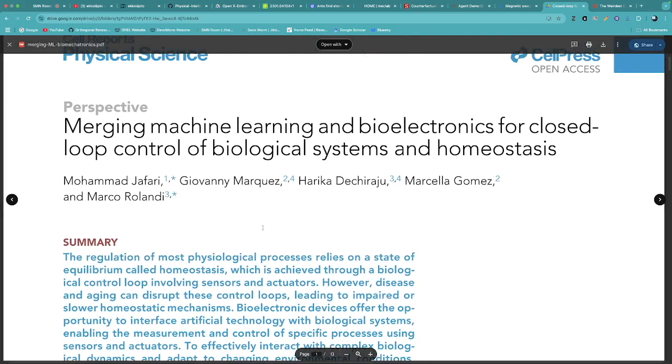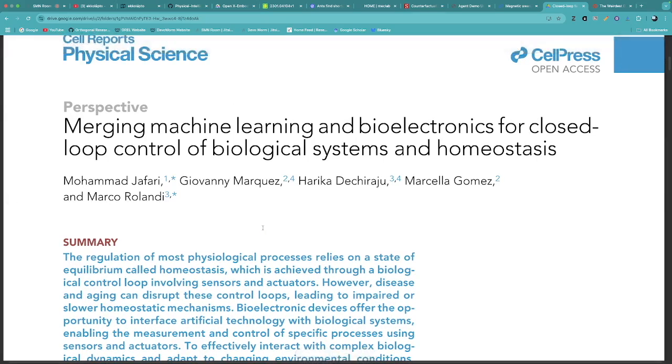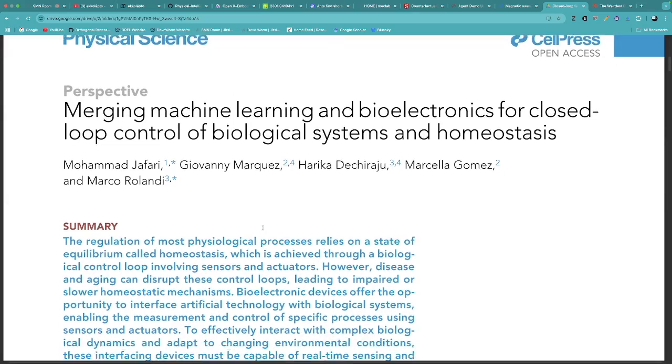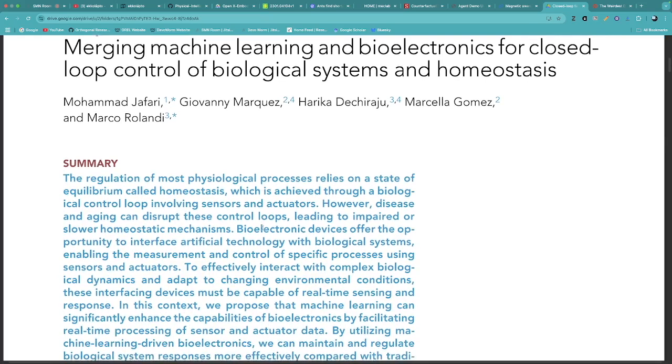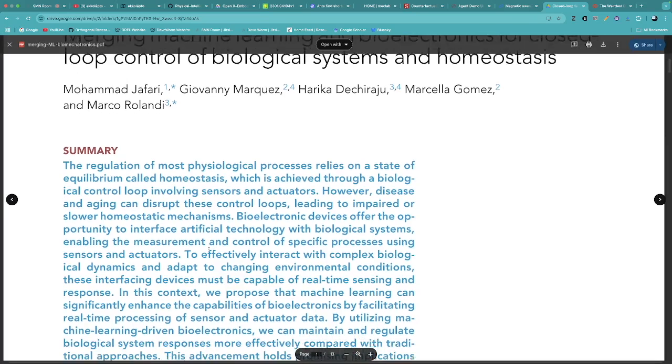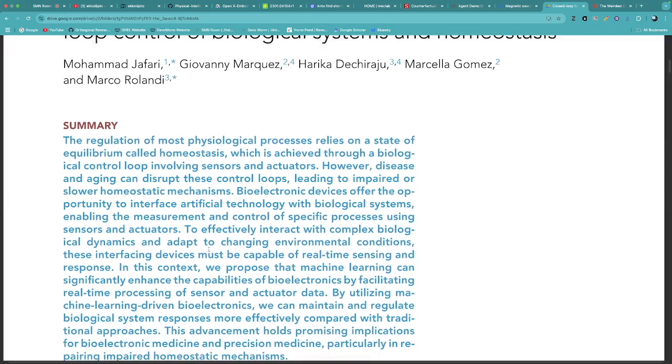This last paper is from Cell Reports Physical Science. This is merging machine learning and bioelectronics for closed loop control of biological systems in homeostasis. So this is what I was talking about, where people are thinking about these bioelectronics or biomechatronic systems and building artificial intelligences inside of them, but then scaffolding them on top of existing biological systems, which have this also physiological regulation going on. And it adds to the complexity of this closed loop, because you have closed loops on top of closed loops.